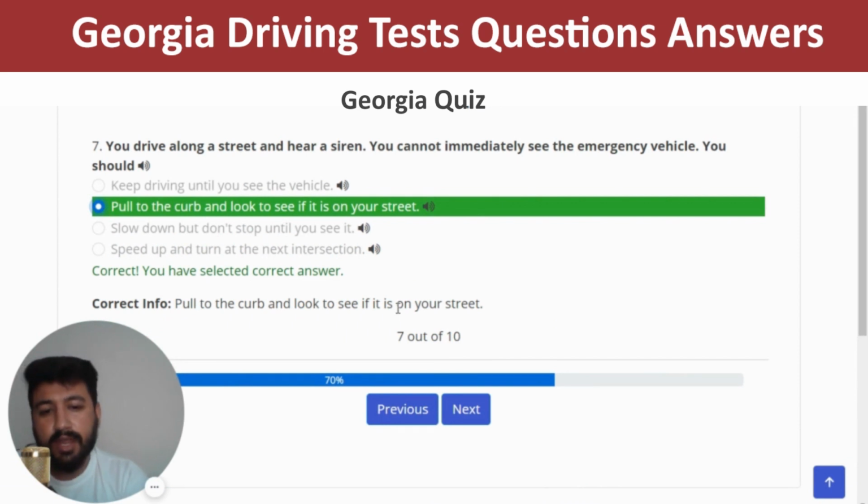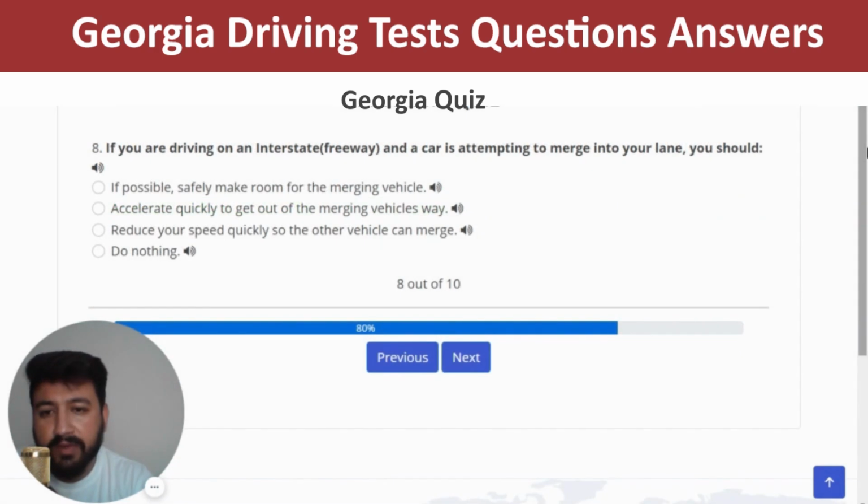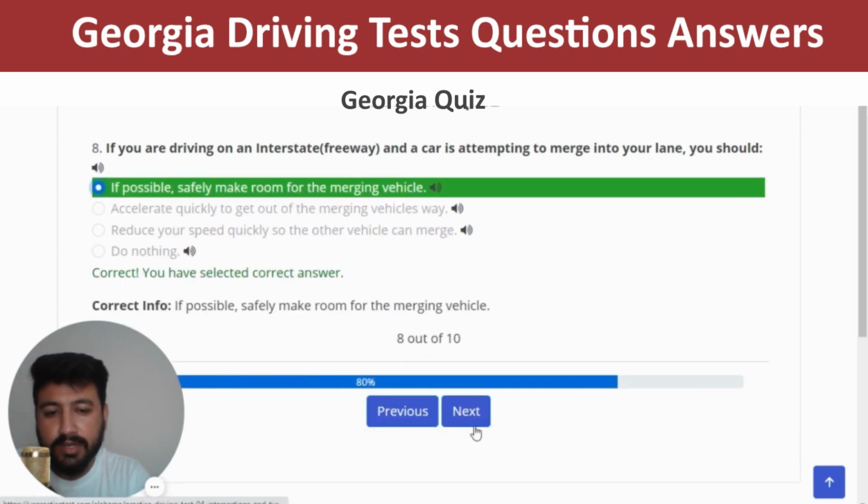This is the correct one, and we will move to the eighth question of quiz number 4. If you are driving on an interstate freeway and a car is attempting to merge into your lane, you should. The right answer of this question is, if possible, safely make room for the merging vehicle. So I'm going to select the first option, correct.